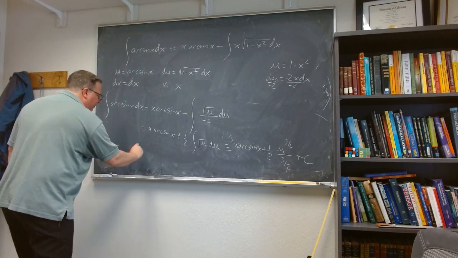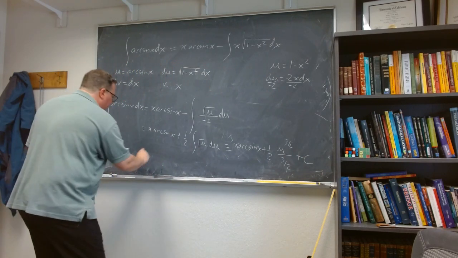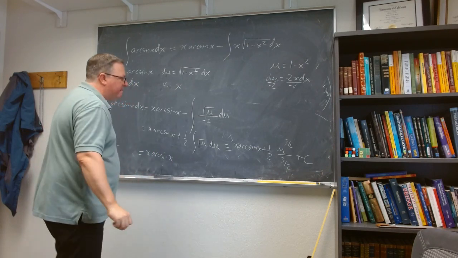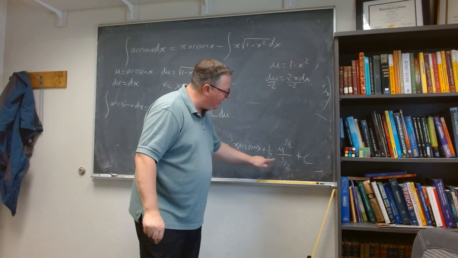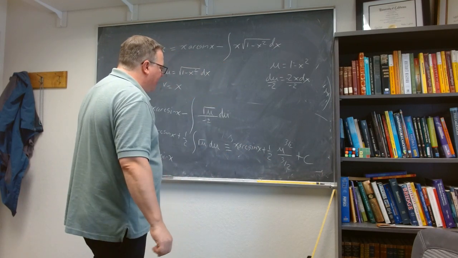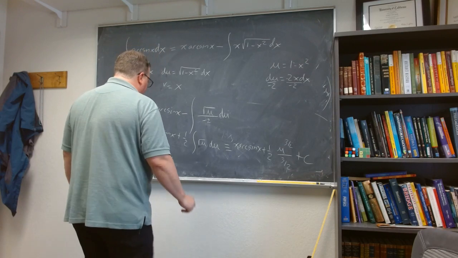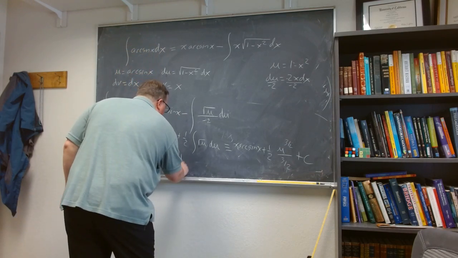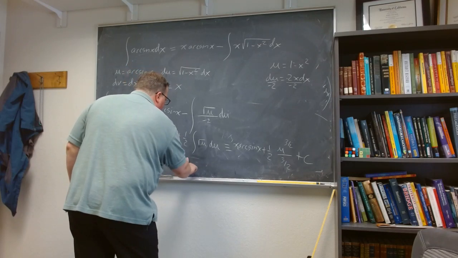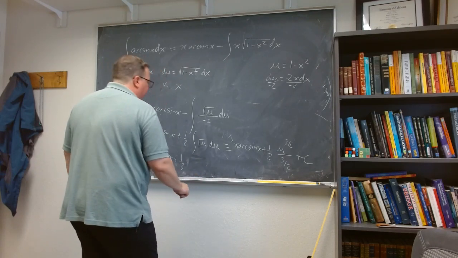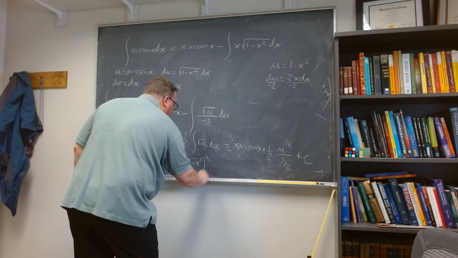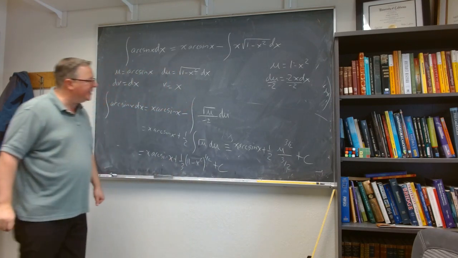And now we just have to back substitute. So we have x times the arcsine of x. The 1/2 and then the dividing by the 3/2 simplifies this. So I'm just going to have u to the 3/2 over 3. So plus 1/3 of, oh, I shouldn't say the square root. U is just going to be 1 minus x squared, to the 3/2, plus c. And that'll do it.